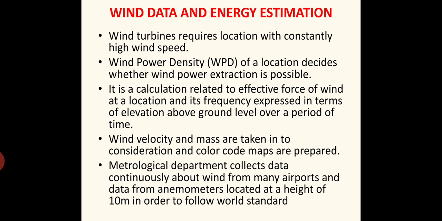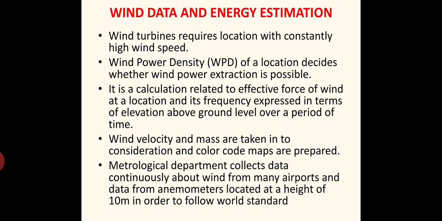Initially we will calculate the wind power density based on the velocity of the wind available at that particular location, and we will find out whether installation of a wind turbine is possible or not. If the wind velocity is very low, then we will not install wind turbines at that place. The minimum wind speed required is 3 to 4 meters per second. Usually the average should be around 10 meters per second. That is the optimum or feasible one.